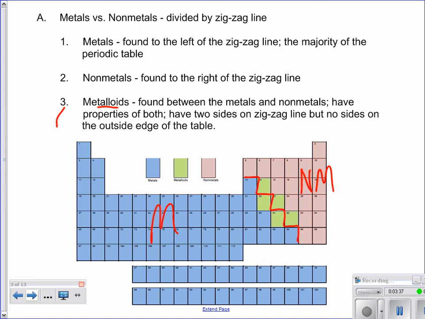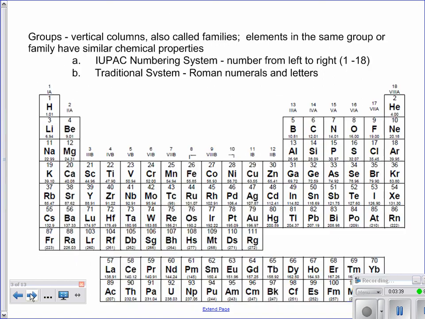If we try and stick with that, that kind of gives us an idea of which ones are the metalloids. Okay, so then we can also look at how our periodic table is broken down into a numbering system. We've got the IUPAC numbering system, and then we've also got a traditional numbering system. Both of these are very commonly used. The periodic table that we have in the classroom happens to have the IUPAC numbering system, which just says 1, 2, 3, etc., all the way over to 18. But we use some periodic tables lots of times that have a Roman numeral abbreviation. That's known as our traditional system.